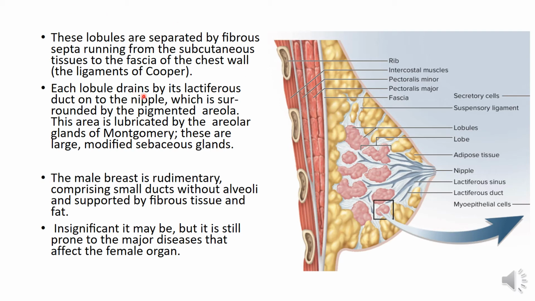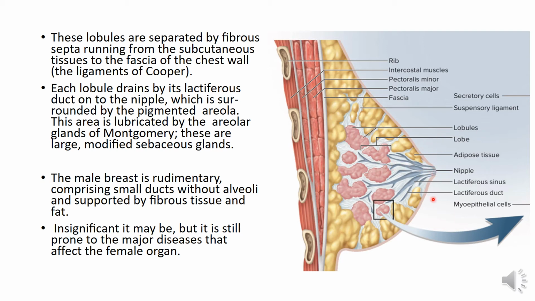Each lobule drains by its lactiferous duct onto the nipple, which is surrounded by the pigmented areola. So each lobule drains by a lactiferous duct to the nipple here. These are the lactiferous ducts, and here we have the lactiferous sinus, which is an enlargement of the lactiferous duct. These lactiferous ducts drain each of these lobes, because the lobular ducts are the ones that drain the lobules, and then the lobular ducts drain into the lactiferous ducts that drain the lobe eventually onto the nipple.